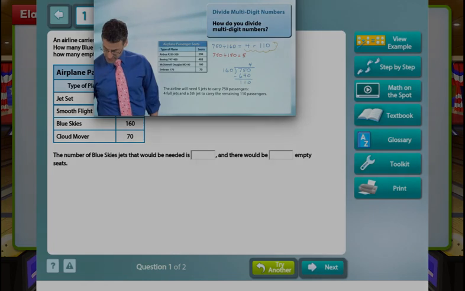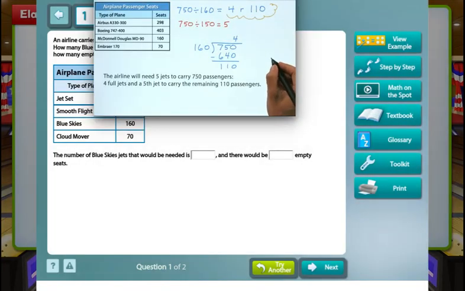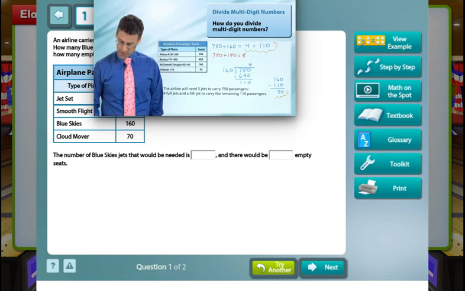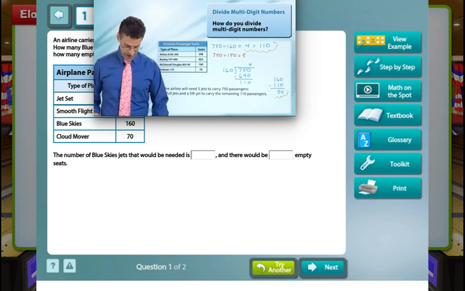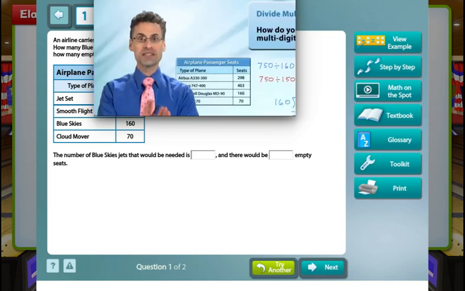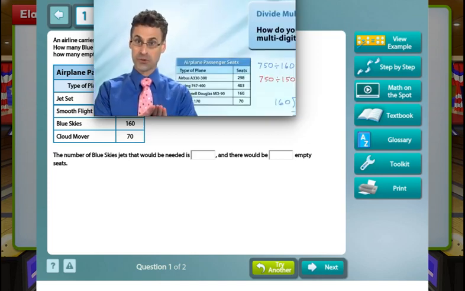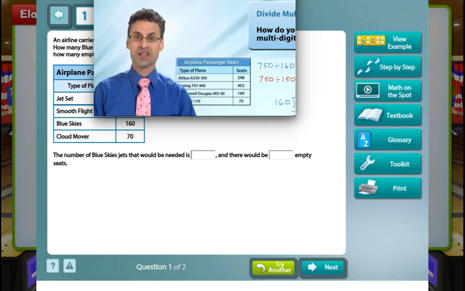Well, let's think about it together. We've got 160 seats. We're going to use up 110 of them for the remaining passengers. So now I have to subtract, and when I subtract, what do I see? I see a difference of 50. So in fact, 50 is the number of empty seats we're going to have on that fifth flight. So very sneaky.